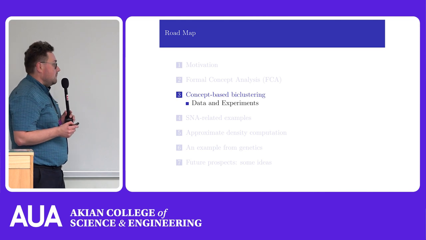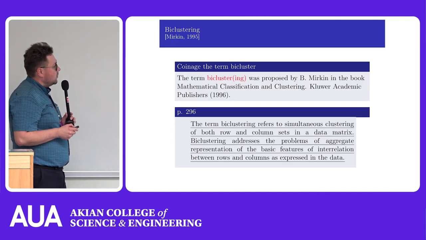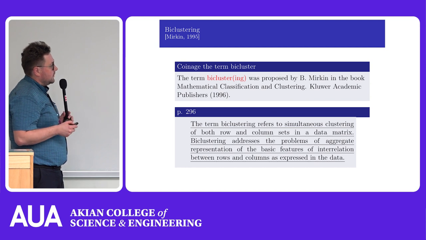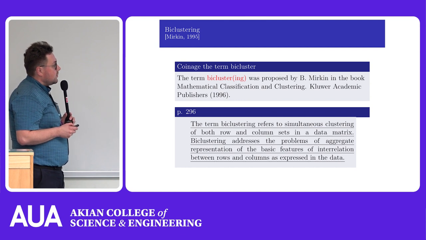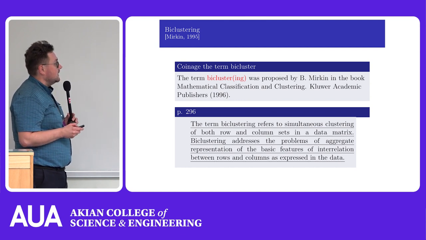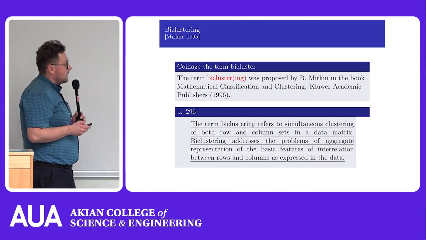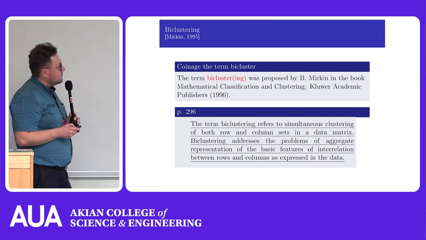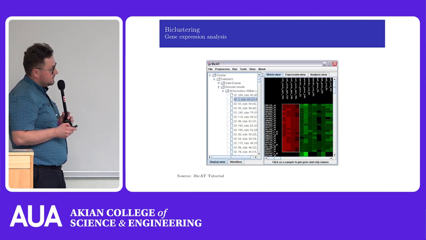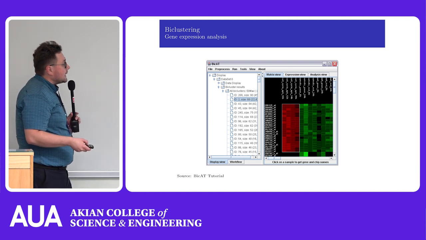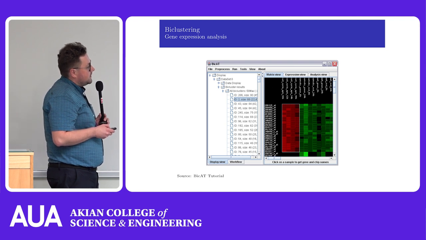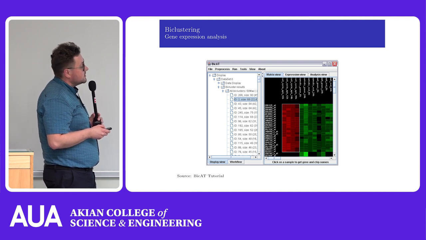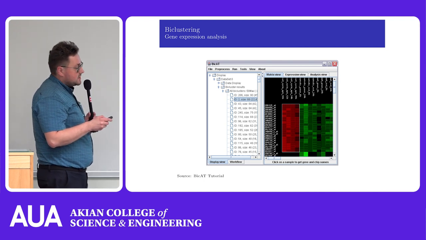But those were the motivating examples. Let's talk about biclustering, and a bicluster is the approximate version of concepts. The term was coined by Boris Mirkin, but definitely biclusters were analyzed before by Hartigan, for example. And biclustering refers to simultaneous clustering of objects and attributes. In genetics, for example, the objects are genes and the attributes are some tissues or conditions under which specific genes can be co-expressed.